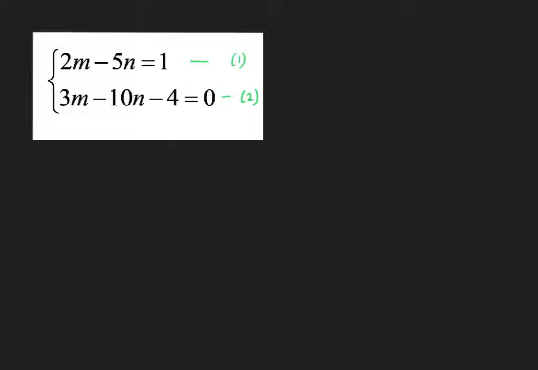That is, if I try to change m as the subject from equation 1, m will become (1 plus 5n) divided by 2. Of course, we can substitute this into equation 2 to find the value of n, but this is a little bit difficult. So in this case, I will use the method of elimination. I will multiply the first equation by 2, like this.